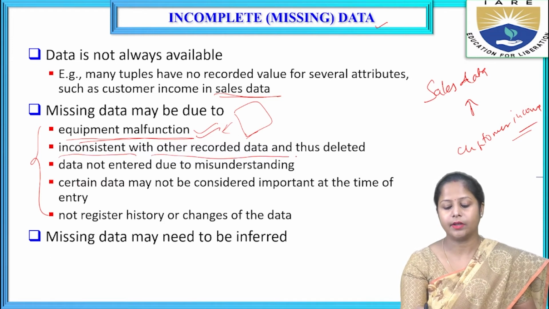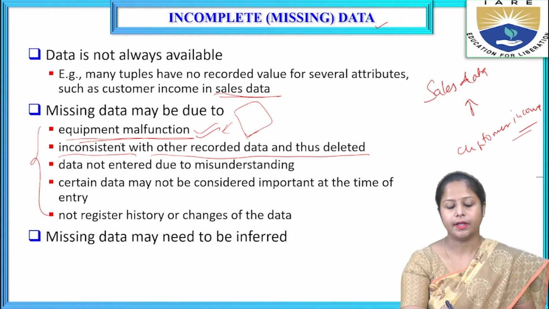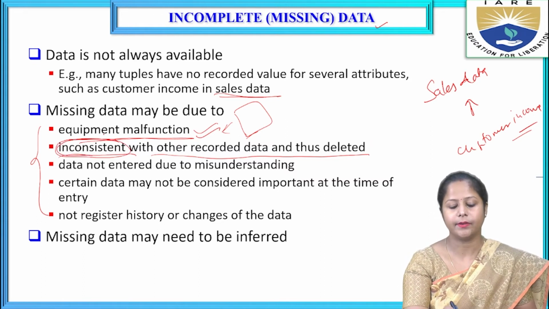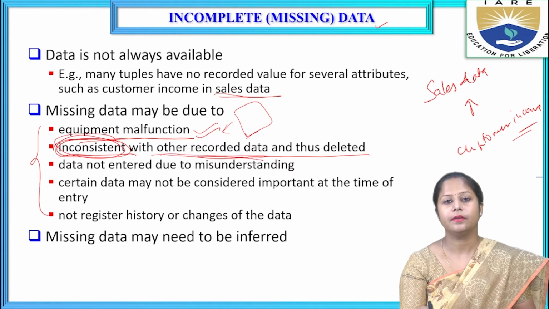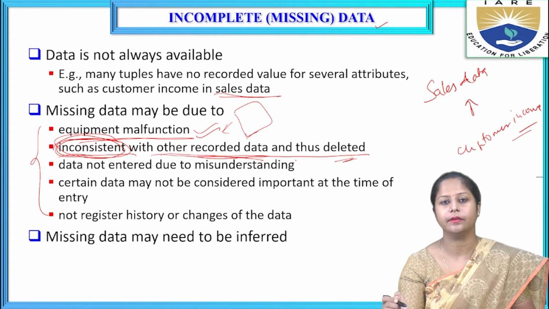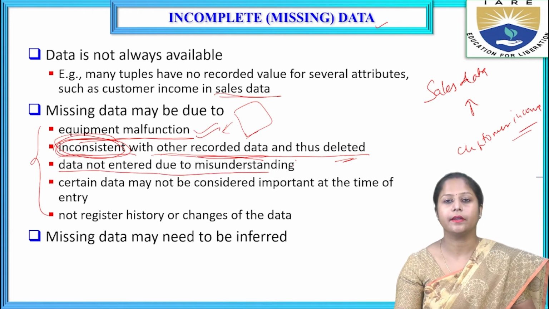Data that was inconsistent with other recorded data and then deleted. The data was earlier inconsistent, incorrect, or incomplete, and it was saved as another type of data and then deleted. So that also comes under missing data. Data not entered due to misunderstanding.